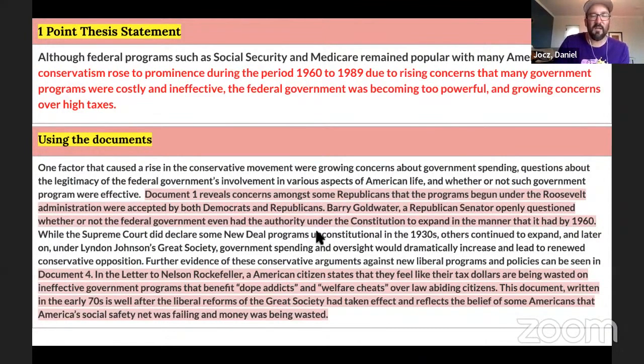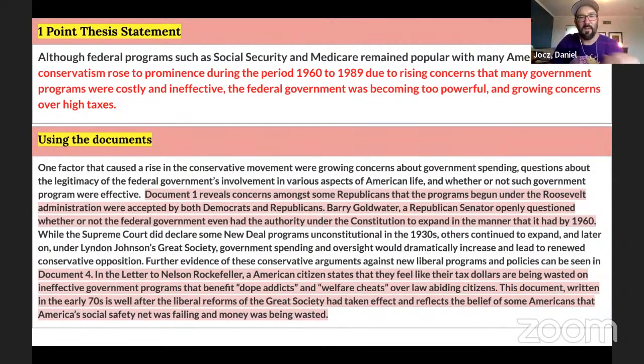And, you know, this is outside the boundaries of the question. Remember, the question is 1960 to 1989, but they don't go into great detail. They don't then go, and the AAA and the NRA were ruled unconstitutional, then Franklin Roosevelt tried the court packing plan. They're not doing that. They're just making a reference showing that they understand that these battles have happened before and they're going on. Others continue to expand. And later on, under Lyndon Johnson's Great Society, government spending and oversight would dramatically increase and lead to renewed conservative opposition. So they're defending that the government has been growing since Roosevelt, increased under Lyndon Johnson, and conservatives are pushing back against that.